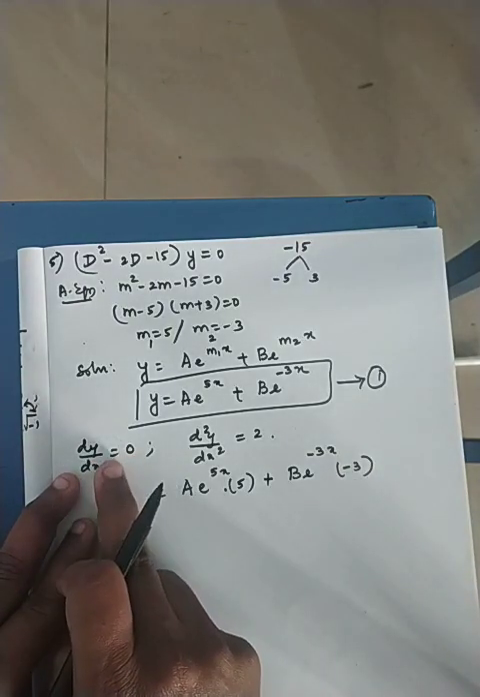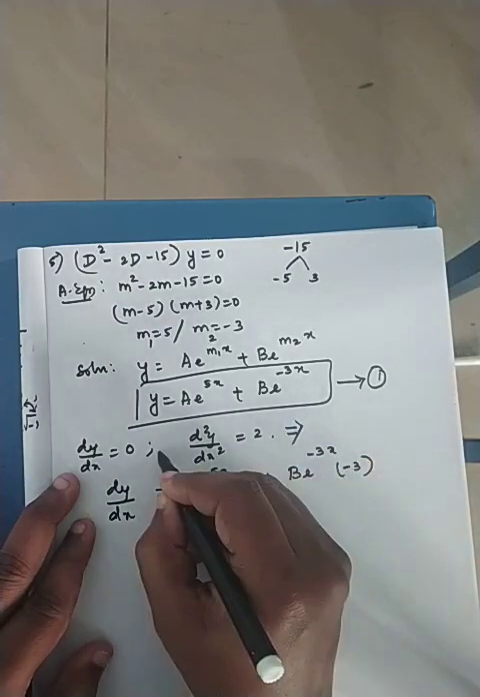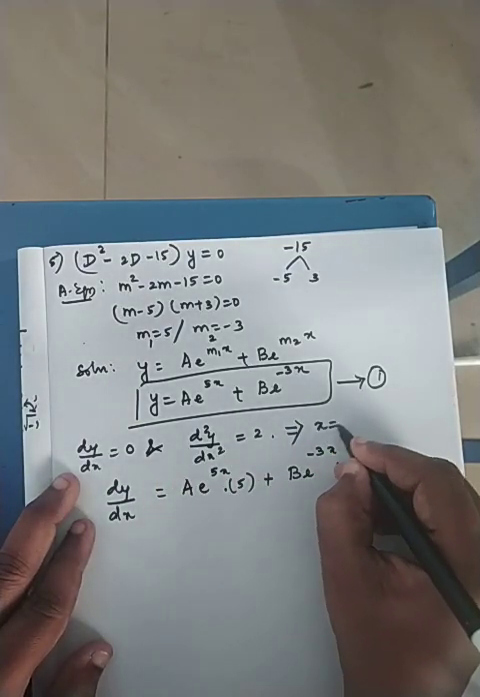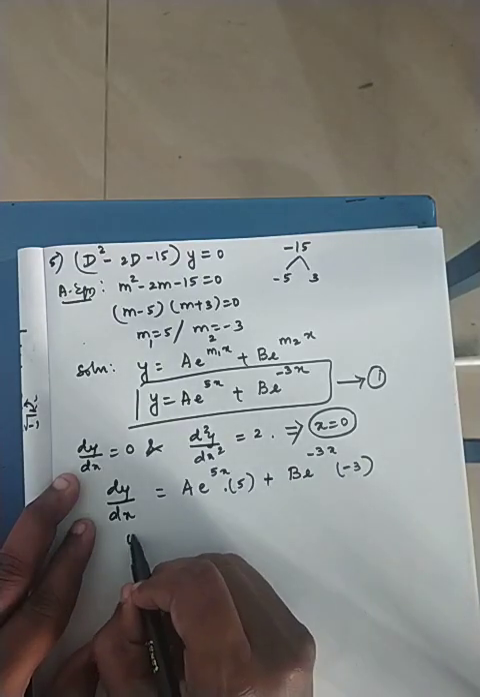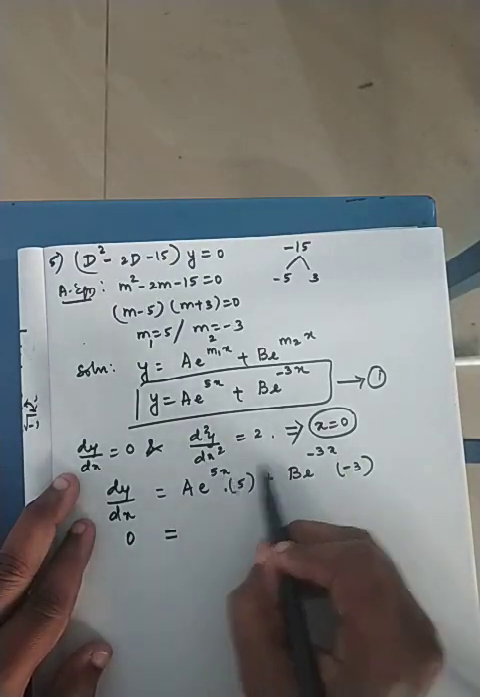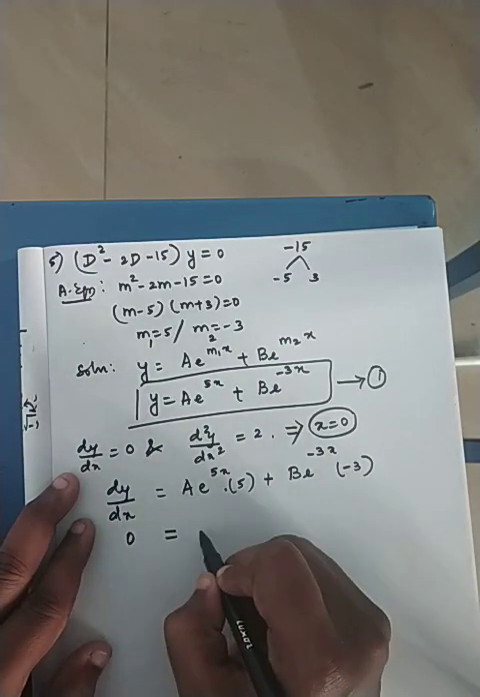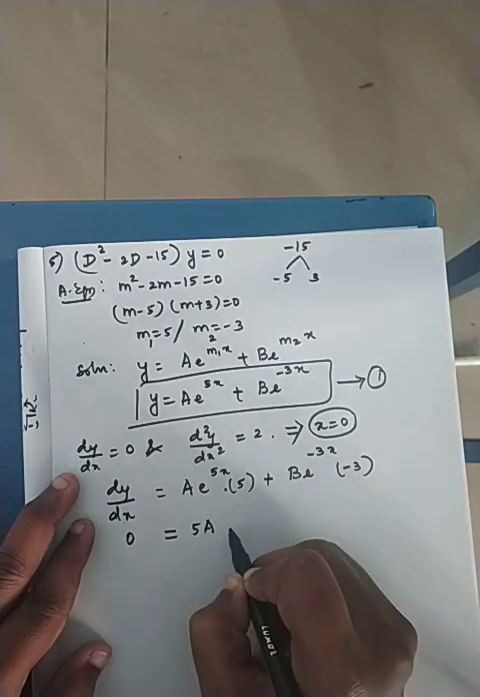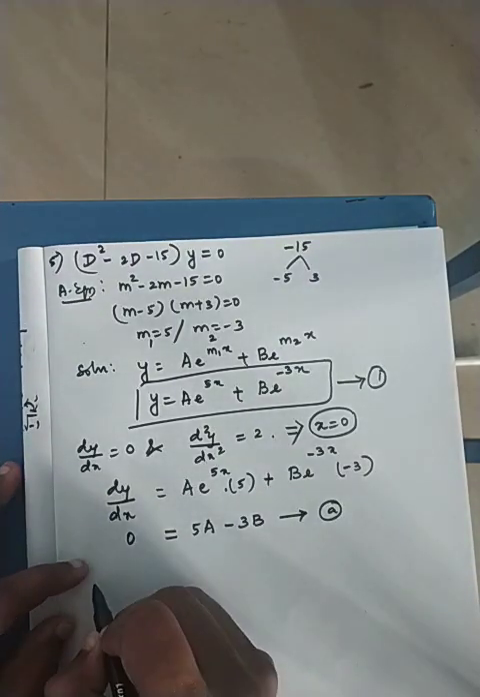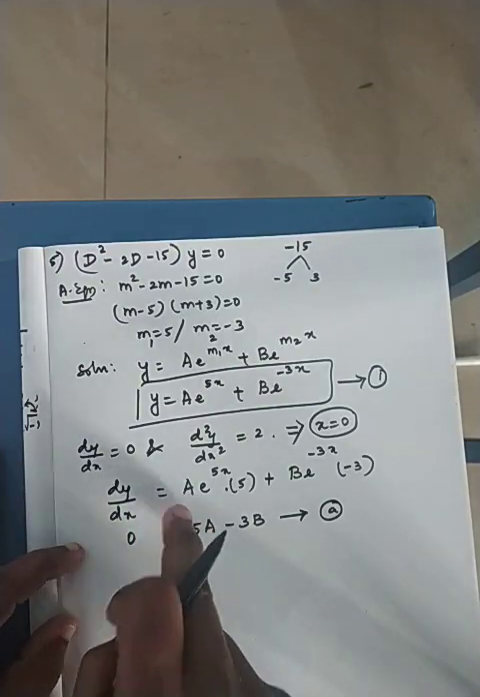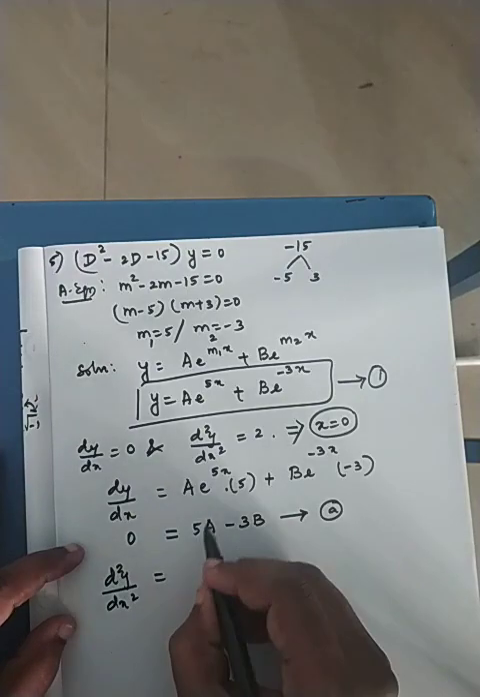They have given dy by dx is equal to 0 when x is equal to 0. When I substitute x is equal to 0 here and here, my dy by dx is also equal to 0. So what will be happening? I will have 5a minus 3b equal to 0. This is my first equation. Now if I differentiate again, then only I will get d squared y by dx squared. How will I have that?